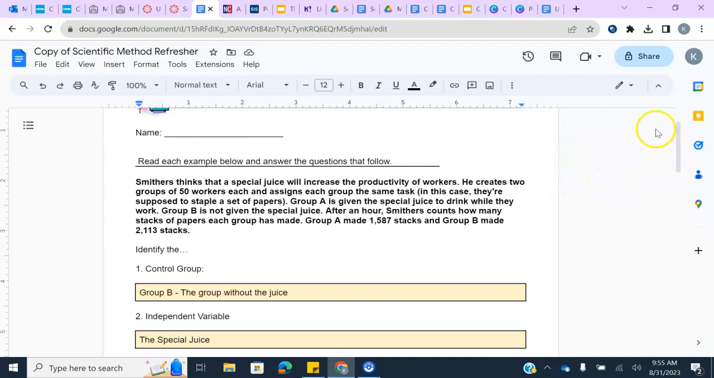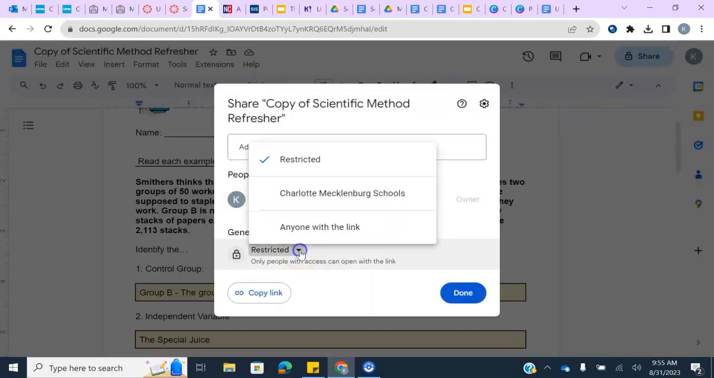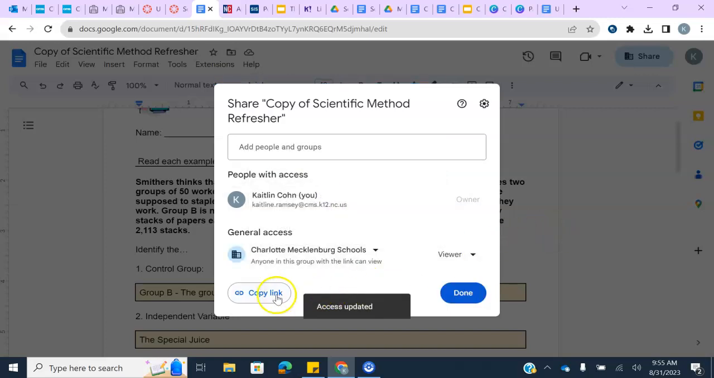Remember that when you go to upload this into your assignment, you want to make sure when you're getting the URL, you change it to Charmex Schools. I don't think you have the option with anyone with the link. You might, but either of these would be fine. So Charmex Schools or anyone with the link so that I can see it. If you leave it on restricted, I can't open it and I can't give you a grade. Okay, so just make sure you change it, copy the link, and then paste it into the assignment.